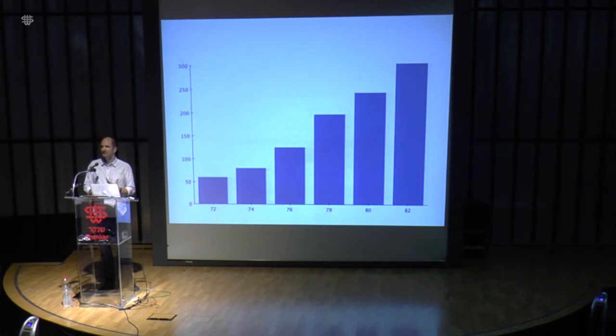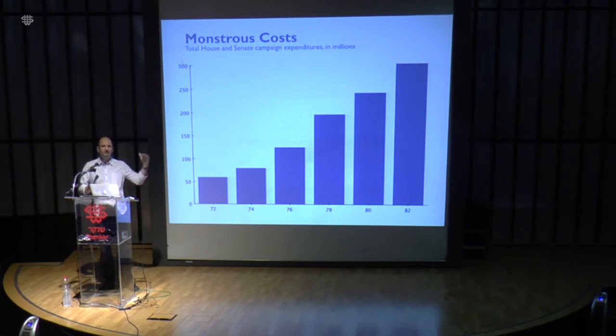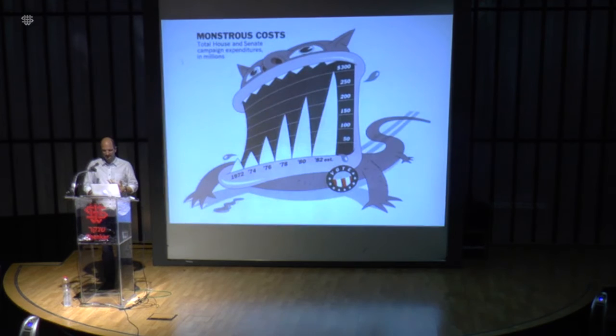How can I make this more interesting for people to want to actually look at and also to remember? First of all, I can add a little description here to say that these are total House and Senate campaign expenditures in $1 million. And then I could give it a title. I could say, well, these were monstrous costs. Because the costs have been increasing, I could say, well, they're becoming monstrous. Right? But that's not very impressive. That's not very memorable.